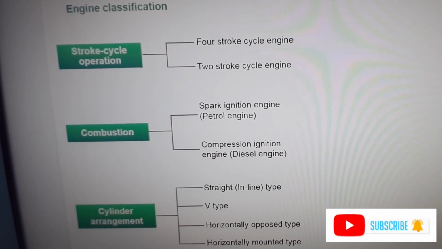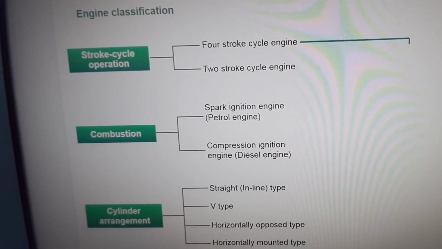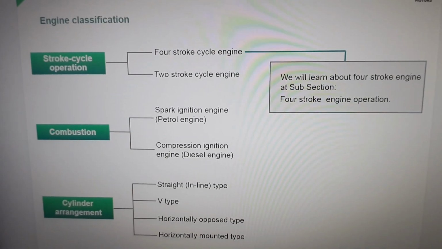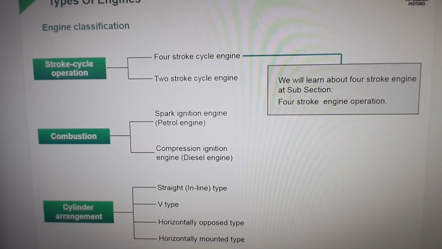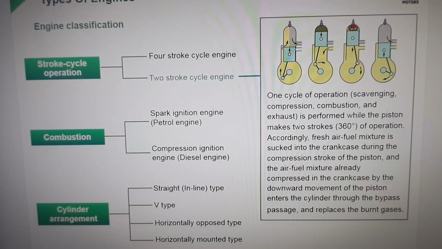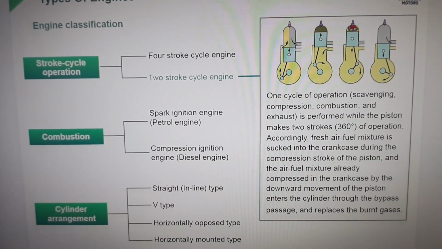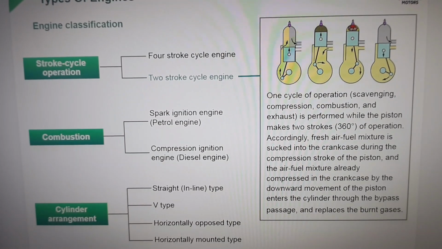4-stroke cycle engines are widely used. We will study their operation in detail in the next subsection, so let us skip it for now. 2-stroke cycle engines are generally used for motorcycles, and they operate like this: 1 cycle of operation, scavenging, compression, combustion, and exhaust is performed while the piston makes 2 strokes, 360 degrees of operation.